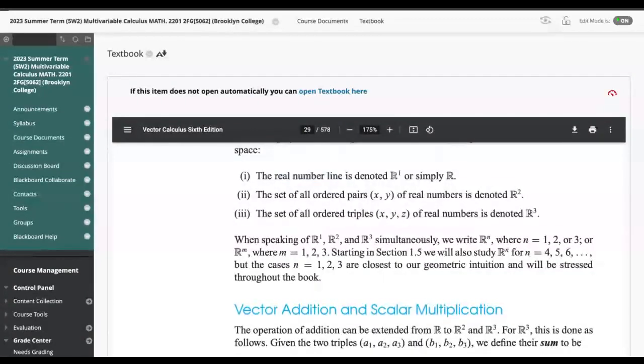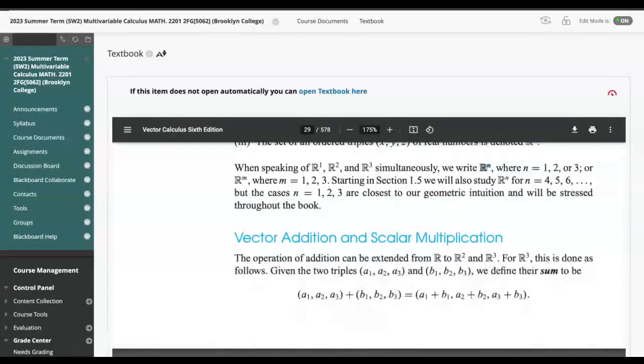The real number line is called 1-space, R1, or simplified, just R. Just ignore the 1. The set of all ordered pairs of real numbers, ordered pairs being a fancy name for points, is called R2, 2-space. Then 3-space, so on and so forth. So I have Rn, n-space. So the idea of a vector can go to finitely many dimensions. It cannot be R raised to infinity. We don't deal with that. A vector space has to have a finite number of dimensions.